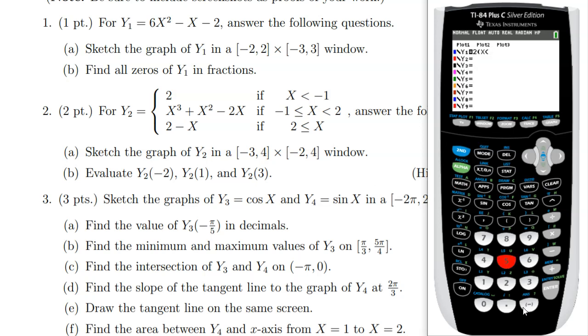Then -1, and then you put the right parenthesis. So it's a 2 times a condition. What happens is, if this condition is true, it returns 1, so 2 times 1 is going to be 2. If it's false, it returns 0, so 2 times 0 is going to be 0. So you're not really adding anything to the function.